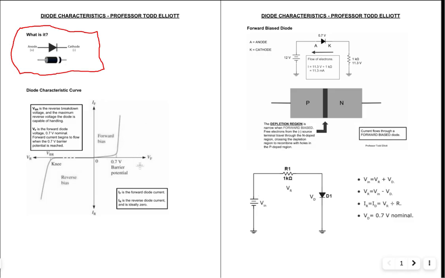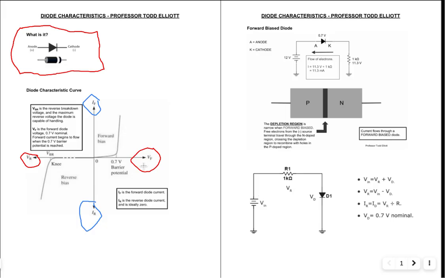So this is the diode characteristic curve. Over here, V is voltage and F is forward. V is voltage and R is reverse. I is current and F is forward. I is current and R is reverse. So we have the forward voltage VF, and when the diode is forward biased, that means the anode is positive relative to the cathode.